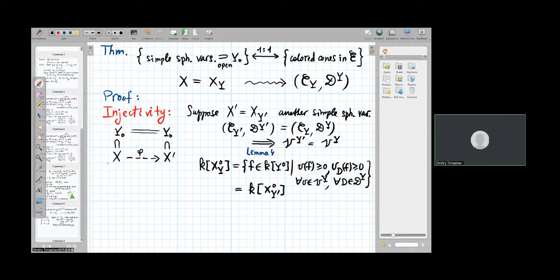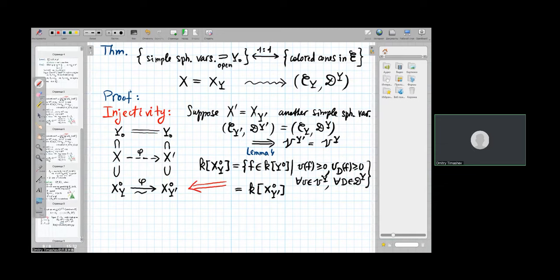On the geometric level, this means that, well, here you have the open B chart X_{Y naught}, and here you have the open B chart X_{Y prime naught}. But since the birational map phi identifies the coordinate algebras of these two open B charts, this phi restricts to an isomorphism between these affine open subsets. So phi maps isomorphically this open B chart onto this one. This is because of this equality of coordinate algebras which we have proven right now.